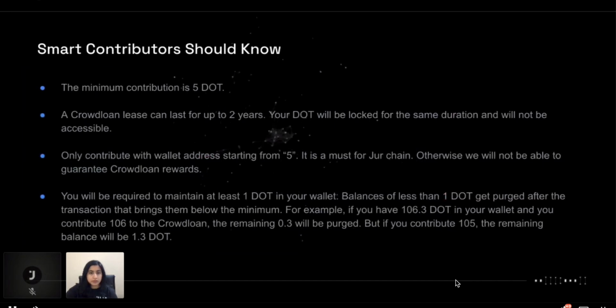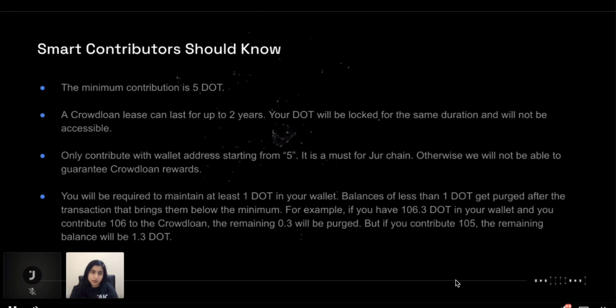Moving ahead, this is some information which is nice to know before you contribute. Overall, the minimum contribution is 5 DOT. This is by design. This is common for all crowd loans, and it is not set by Jude. Then the second thing, as I've mentioned again and again, is that the crowd loan lease lasts for up to 96 weeks, which is pretty much 2 years. So your DOT would be locked for that duration. You have to be very sure that you do not need that invested amount for the next 2 years.